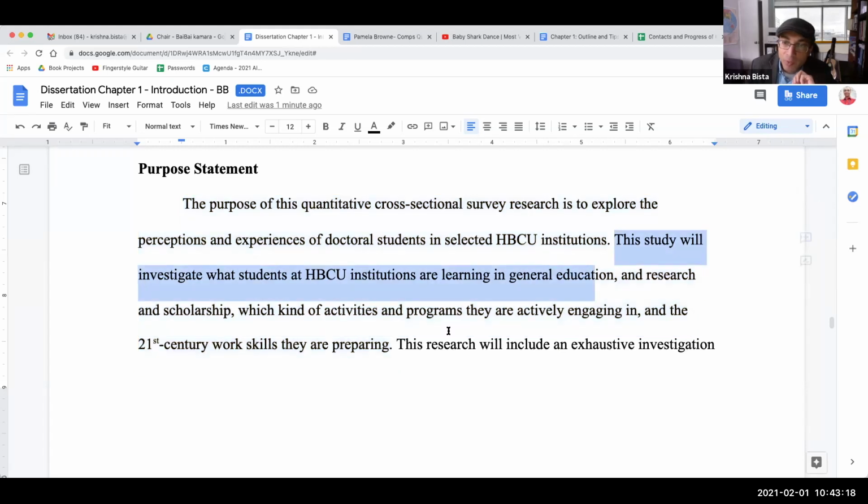The second part of the sentence is a bit complex. That's where revision is needed. That's where your committee members will provide input. So basically, in a way, it is looking into the perceptions and experiences of doctoral students from selected historically Black colleges and universities. That's the broad statement. Okay. Any questions regarding the intro part? That's the only thing we are focusing on today.